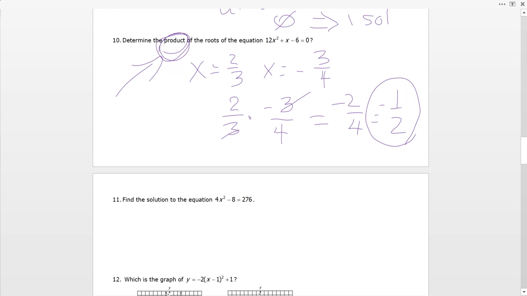Okay, number 11. I'm going to set equal to 0. So I have 4x squared minus 8 minus 276. I'm going to combine my negative 8 and my negative 276. So I have 4x squared minus 284. I'm going to divide by 4. So I have x squared minus 71.